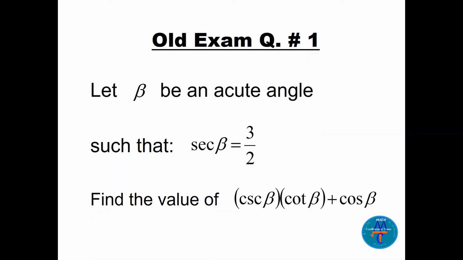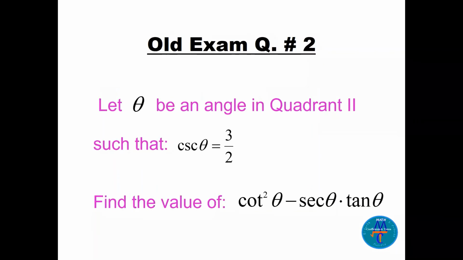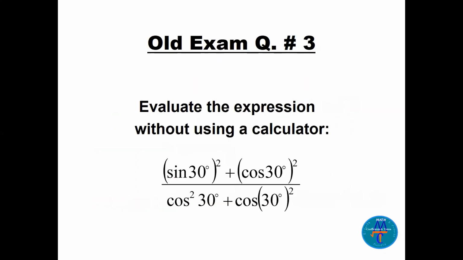Now here are some questions to practice. These questions are related to lectures 11 and 12. Question number 1, let beta be an acute angle such that secant beta is 3 over 2. Find the value of cosecant beta times cotan beta plus cosine beta. Question number 2 is similar. Theta is an angle in quadrant 2 such that cosecant theta is 3 over 2. Find the value of cotan squared theta minus secant theta times tan theta.